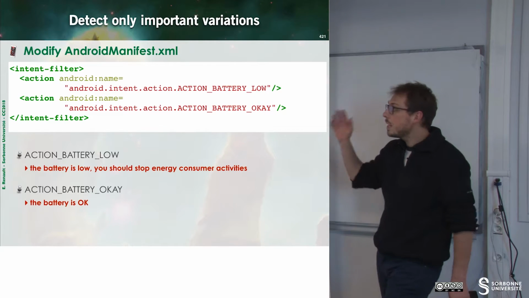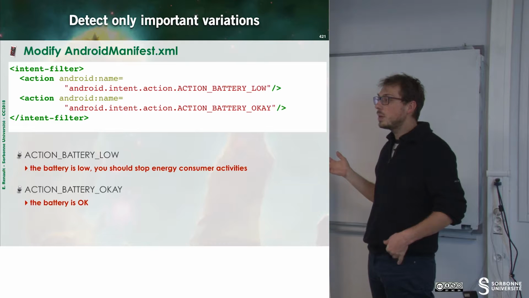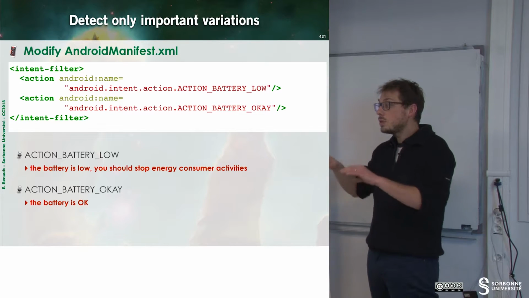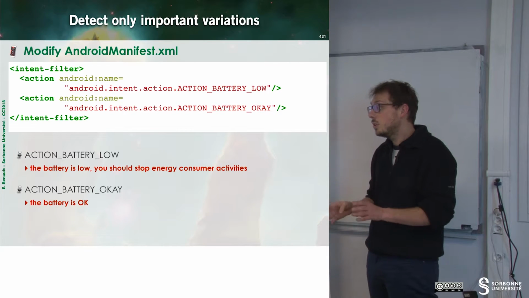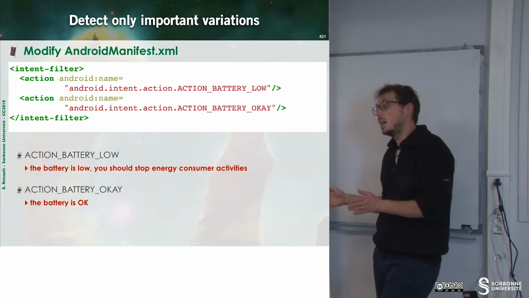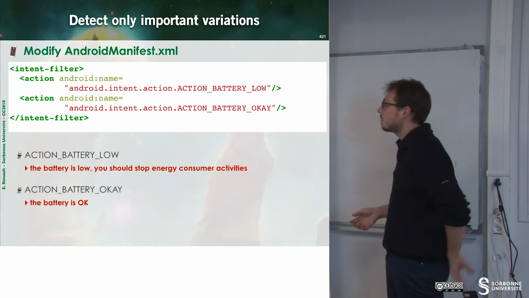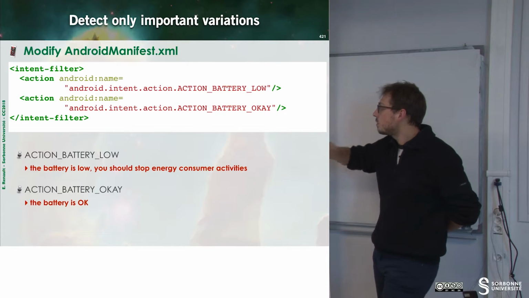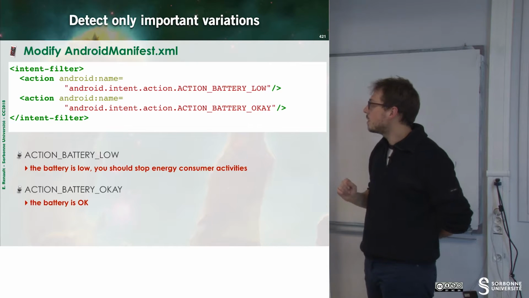So I may also want to detect only important variations. For instance, my battery is low. What I have to do when my battery is low, for instance, is cut the access to GPS, cut the access to network, and so on. Moreover, when your battery is low, you may want to save data because you do not know how long it will last. And this is maybe the last time where you can save data from your application. So it's just what I said. You have to stop everything that consumes energy when you receive ACTION_BATTERY_LOW.